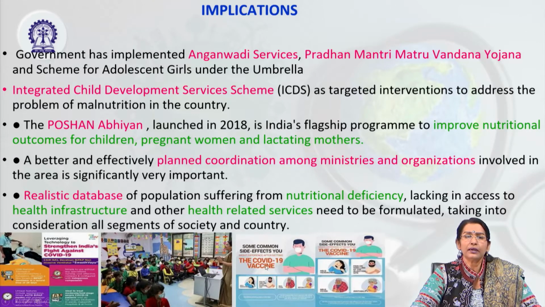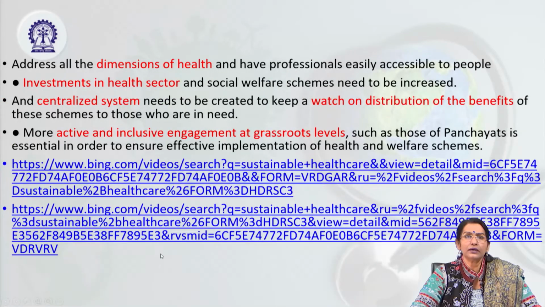So, at every step, the vertical should include all the stakeholders at every level, starting from the center to the grassroots level, the village level. So, all these things: how to address the dimensions of health, especially physical health, mental health, social health, community health, what should be the percentage of investment in the health sector, and monitoring and evaluation of the work being done.